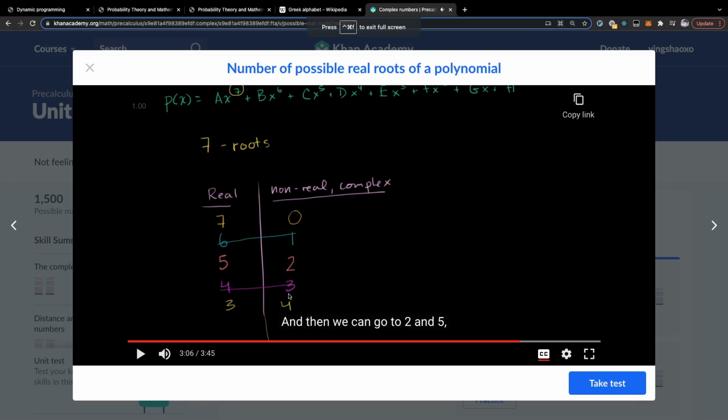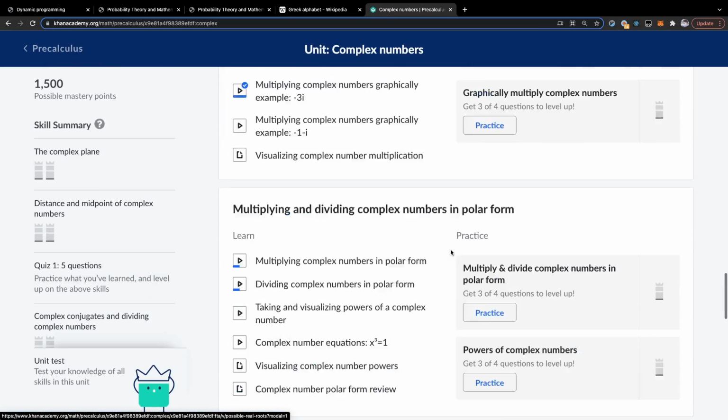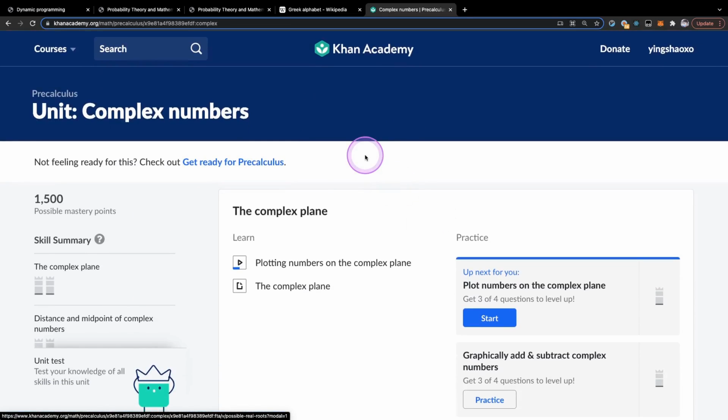So this video is just to tell us that we can only have an even number of non-real complex roots, and that's all. That ends today's learning, and I hope you enjoyed this video.